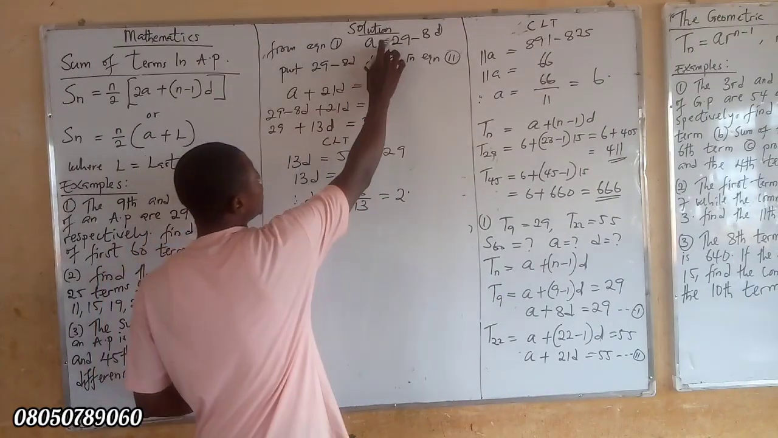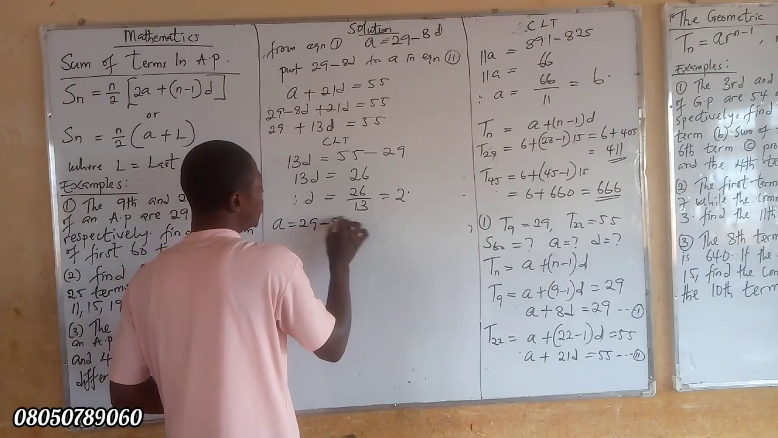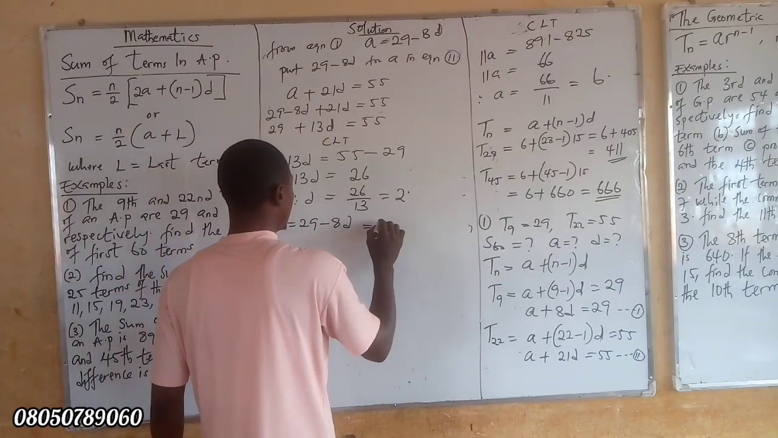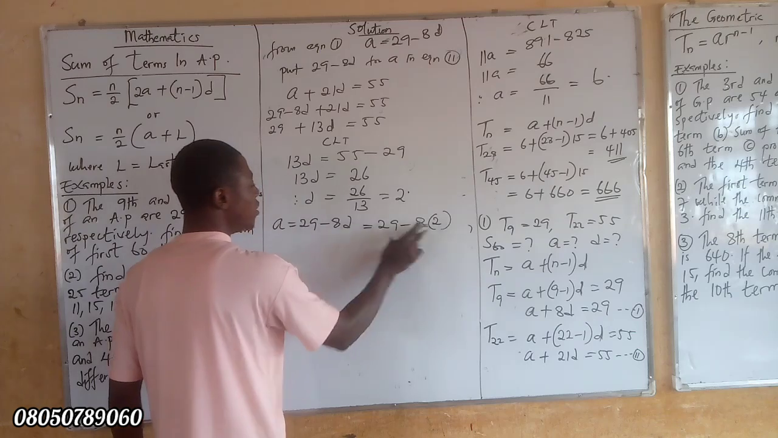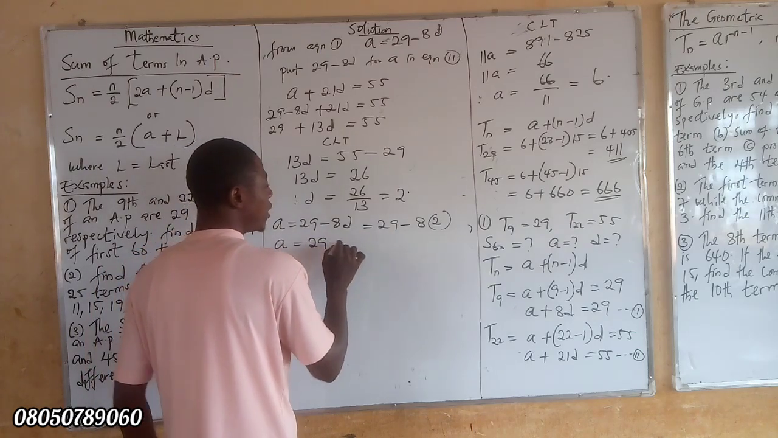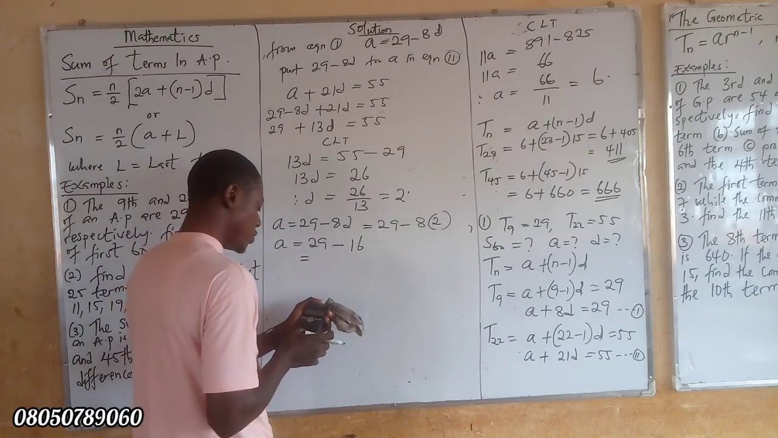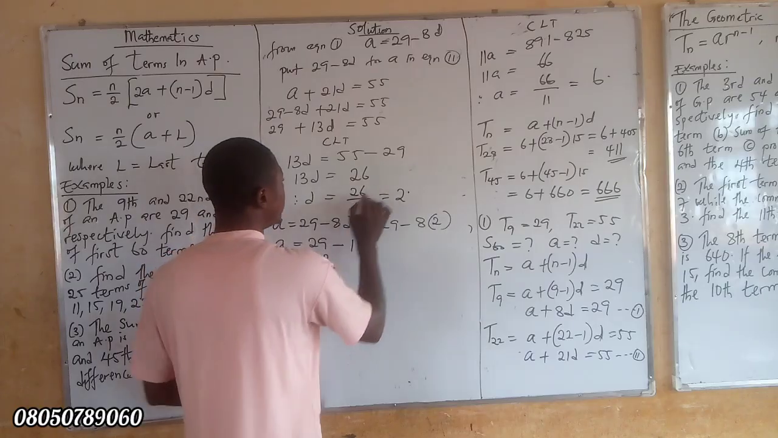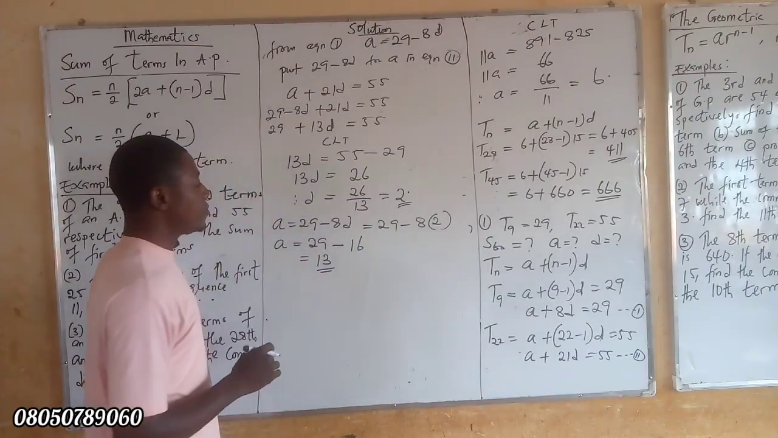Then from here, our a is equal to 29 minus 8d. So we substitute for d now to get our a, which is 29 minus 8 times 2, because d is now 2. So we have our a to be equal to 29 minus 8 times 2, which is 16. So this is going to be 29 minus 16, which is 13. So our a and our d are 13 and 2.